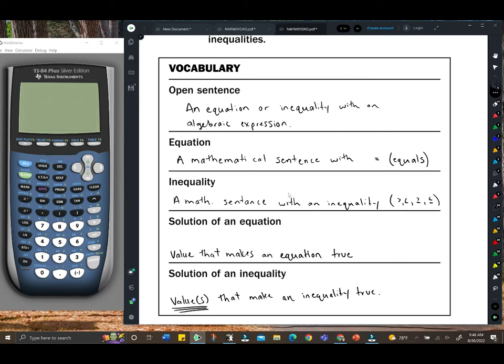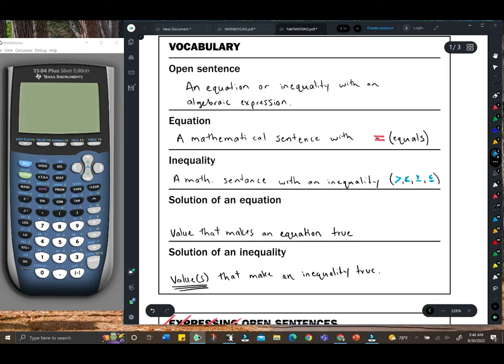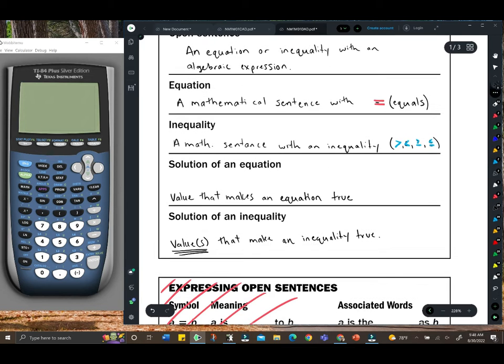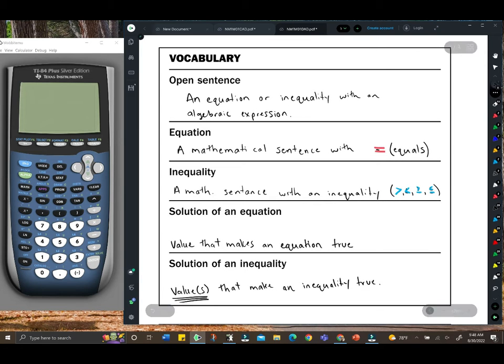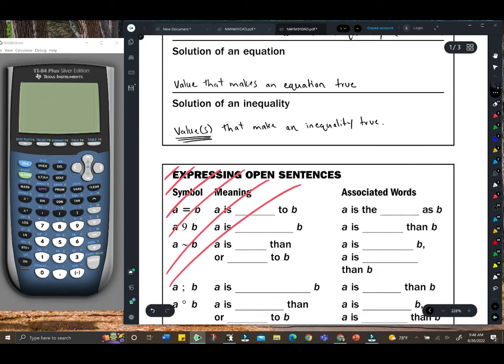An open sentence we're dealing with today is an equation or inequality with an algebraic expression. An equation, simply put, has an equal sign. An inequality has an inequality sign, which are less than, greater than, less than or equal to, greater than or equal to. And basically we have solutions of equations. There is one solution in that case, and solutions of inequalities. So write that down, pause, and then return.